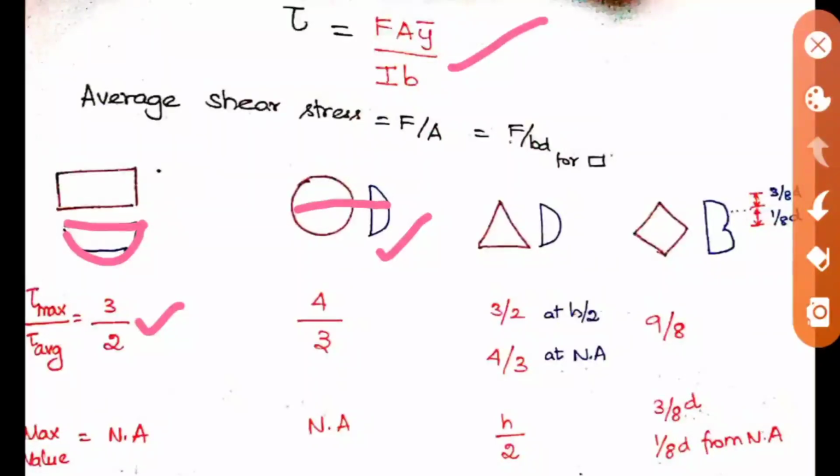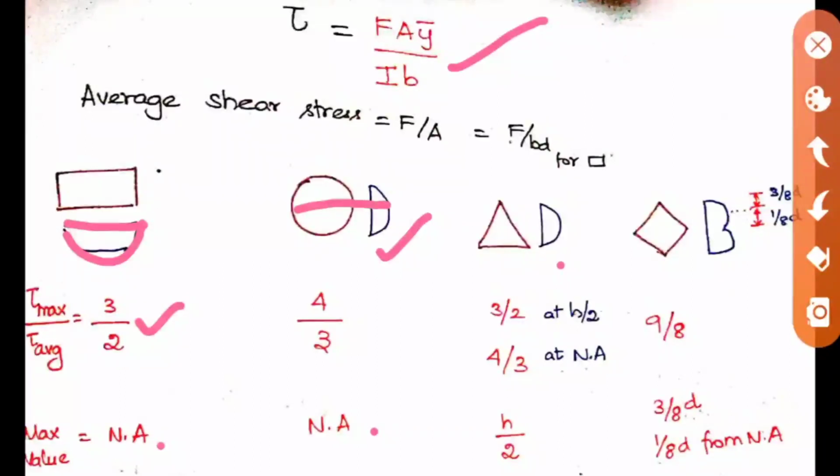So this is an important point. I have written at the bottom where the maximum value occurs. So this also they will be asking in the questions. For rectangular also it occurs in the neutral axis only. For circular also it occurs in the neutral axis only. So the ratio here is 4 by 3. The next is the triangular section.